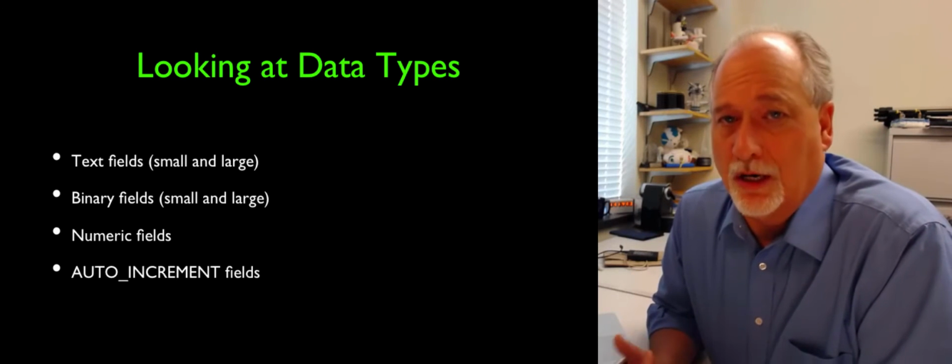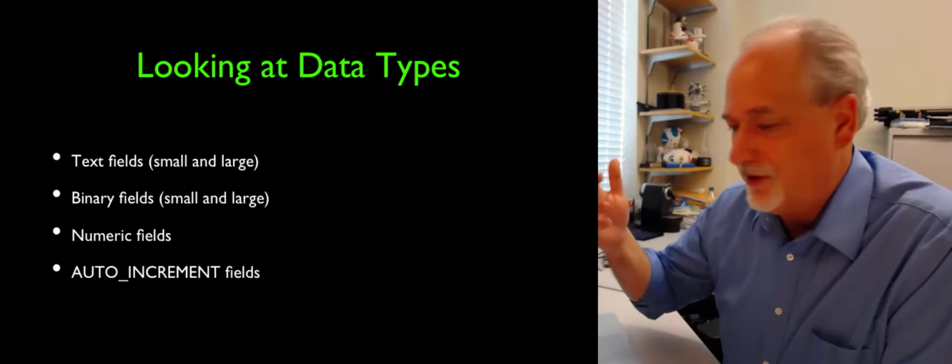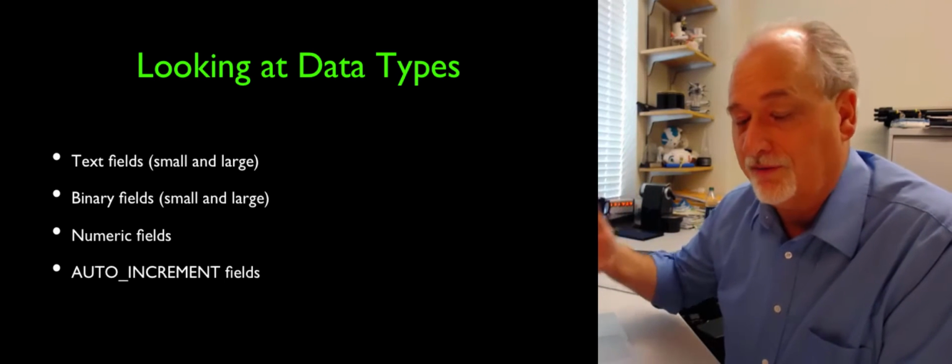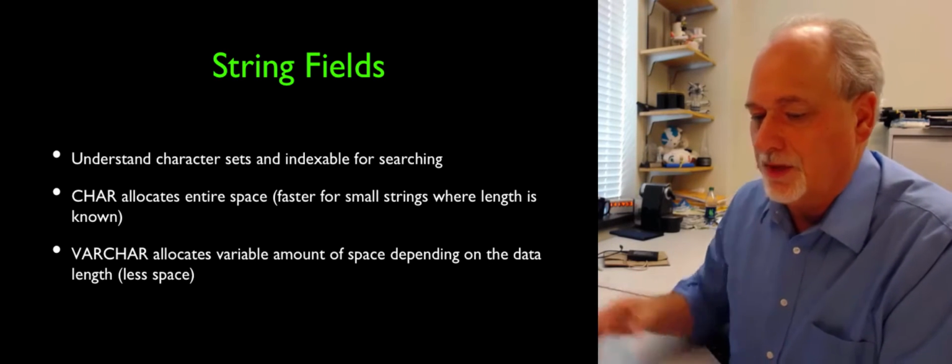We saw varchar 128 in that previous lecture. So we're going to talk about the various kinds of text fields, various kinds of binary fields, numeric fields, date time fields, and then fields that do things like our special auto increment.